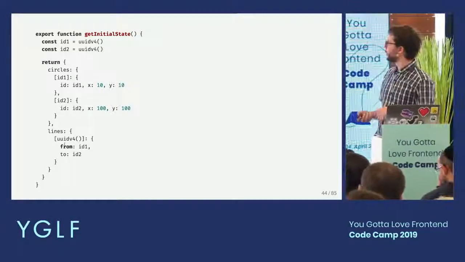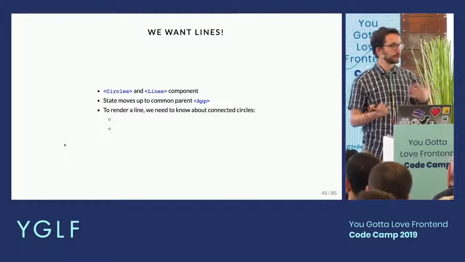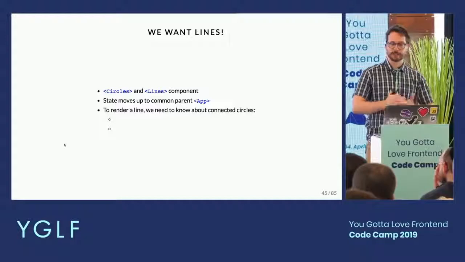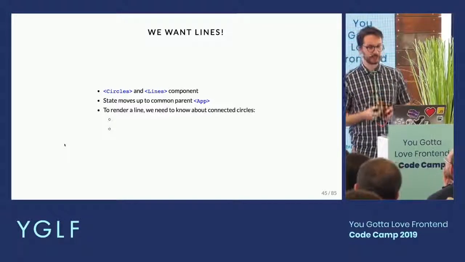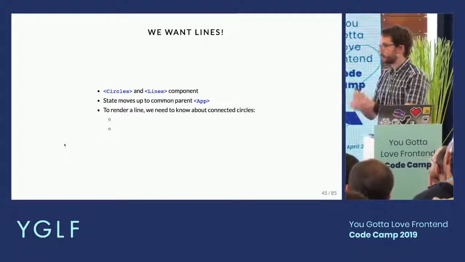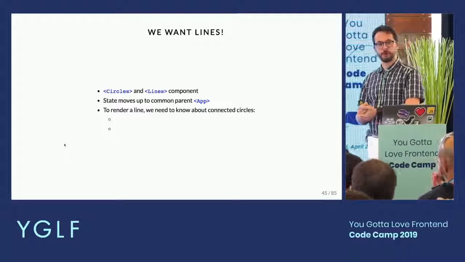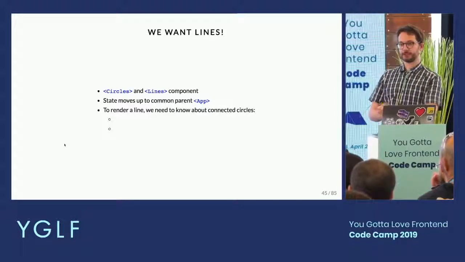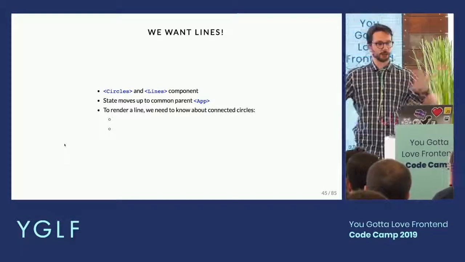So that's straightforward enough. But then we also need to reflect it in our UI. So let's introduce a component that draws all the lines. And then we figure that to draw the lines, we need to know about the circles. So the lines component needs to have access to the state of the circles, right? Otherwise, we don't know where they live.